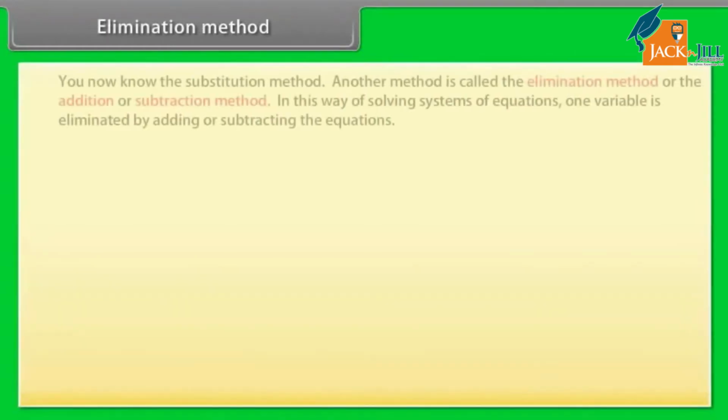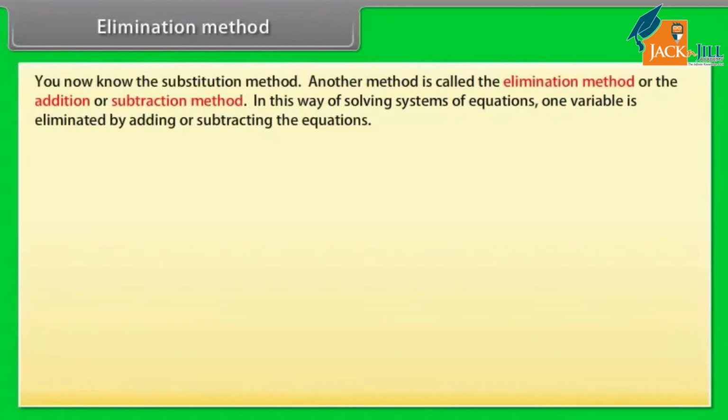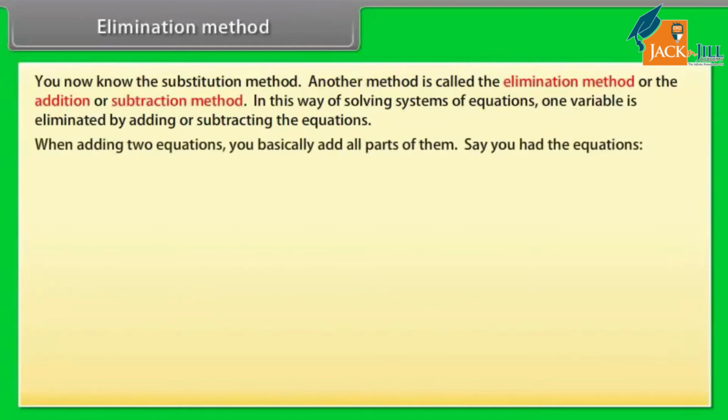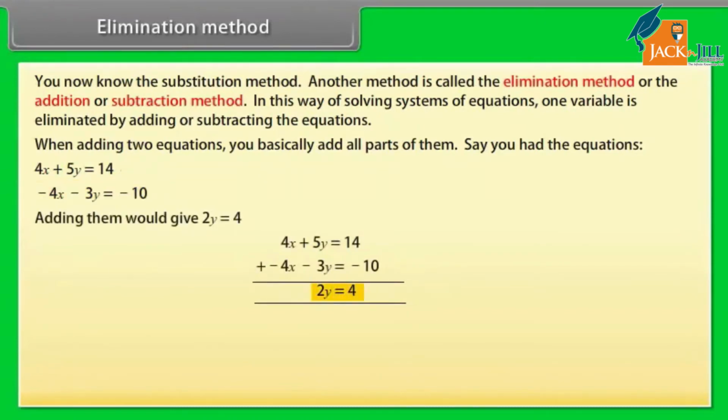Elimination method. You now know the substitution method. Another method is called the elimination method or the addition or subtraction method. In this way of solving systems of equations, one variable is eliminated by adding or subtracting the equations. When adding two equations, you basically add all parts of them. Say you had the equations 4x + 5y = 14 and -4x - 3y = -10. Adding them would give 2y = 4.